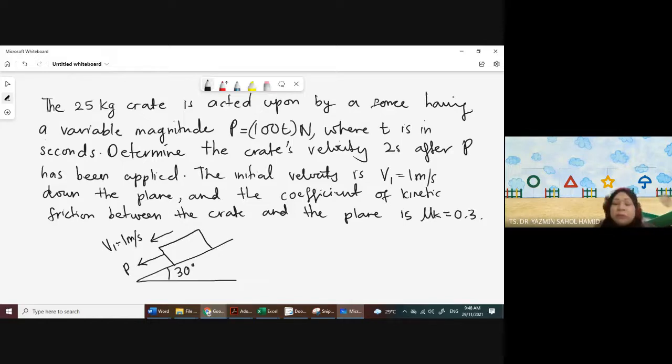Okay. So tolong jawab soalan ni. Okay, anggaplah soalan ni test. I bagi you 15 minit untuk jawab. Sekarang ni dah 9:50. I bagi you 10 minit untuk jawab.